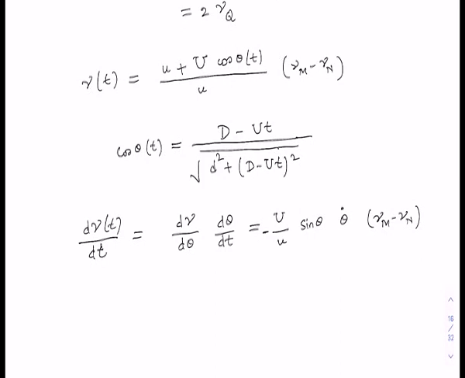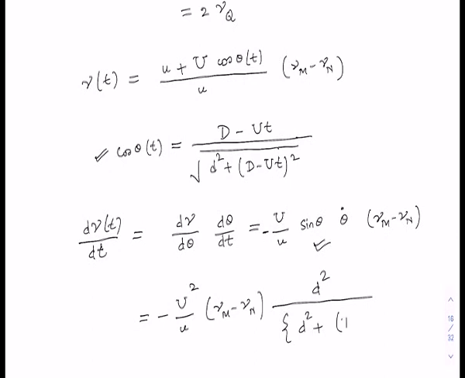Actually, if you work it out rigorously by putting in this formula, you should be able to get the expression for the slope d nu by dt. It is a very straightforward calculation, but actually that is not needed here. The point is to see that the slope is negative. But anyway, let me write down the final expression. You are going to get an expression of this type, and we are going to analyze that: d square divided by d square plus (d minus ut) whole square, to the power 3 by 2.